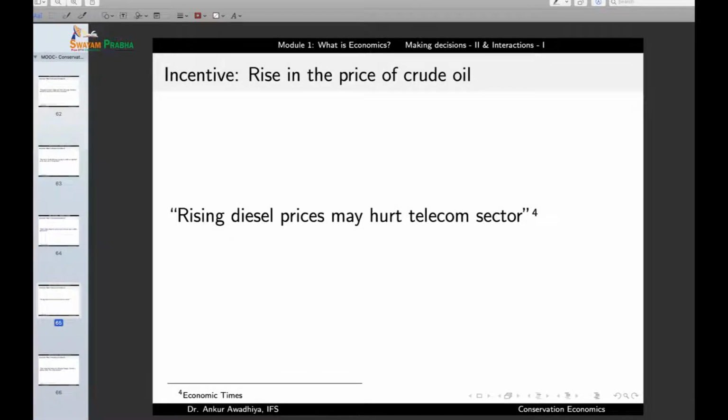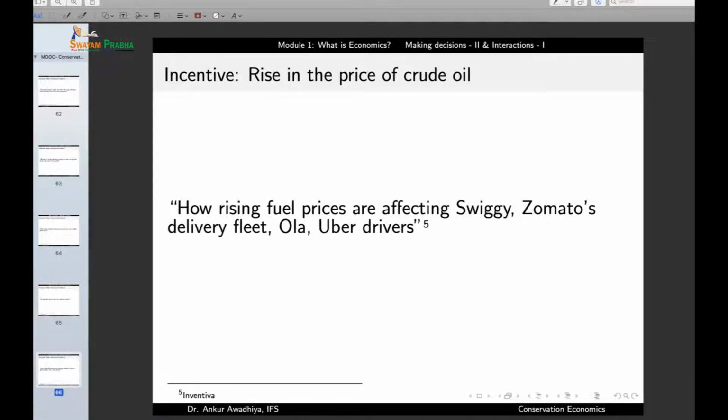So how will this telecom sector respond? Probably, if it was having certain plans of expanding, it will put the expansion plans on hold. Or probably it will even try to curtail its operations in certain areas where it is not getting a sufficient amount of profits. So here again, the price of crude oil is acting as an incentive. Rising fuel prices are affecting Swiggy, Zomato's delivery fleet, Ola, and Uber drivers. Because here again, the cost of providing the service is going up.